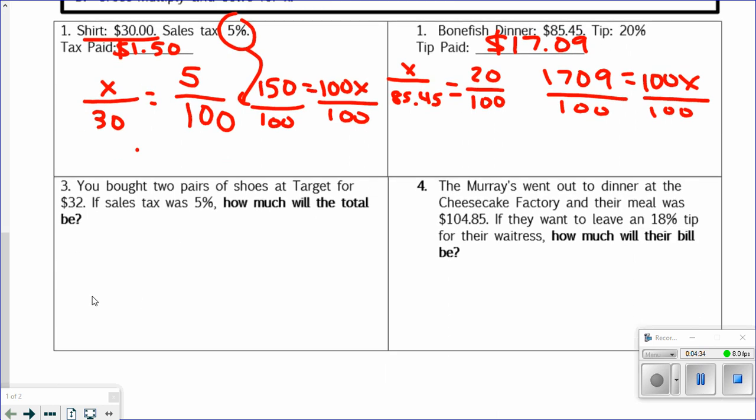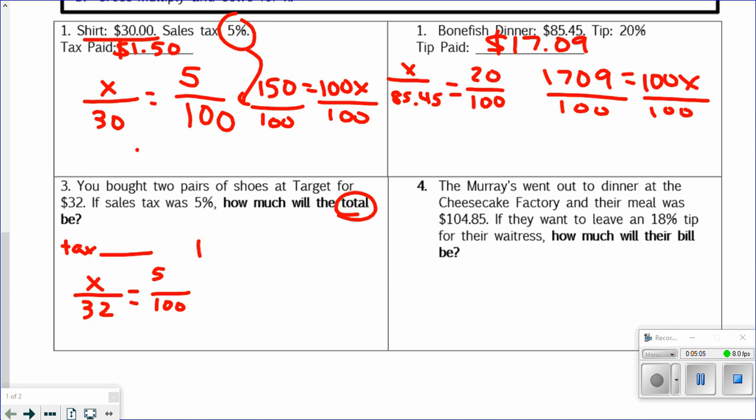However, we're going to look at number 3 and 4 that sometimes the questions can be a little different. Number 3 says you bought 2 pairs of shoes at Target for $32. If sales tax was 5%, how much will the total be? So you have to be really careful and read for what the question is asking. We're still trying to find the tax, right? But first we have to find the tax before we find the total. So it's 5% over 100. The shoes were $32, and we don't know how much the tax is.